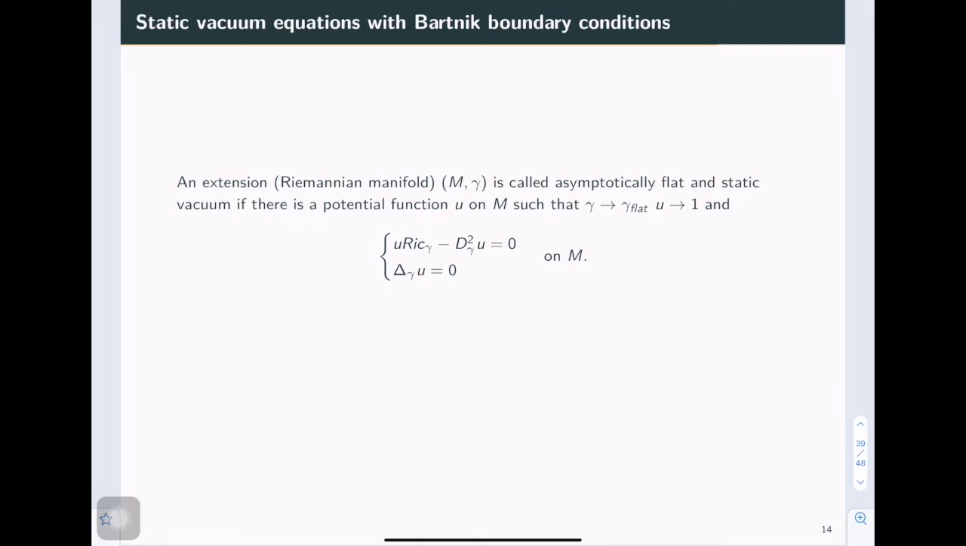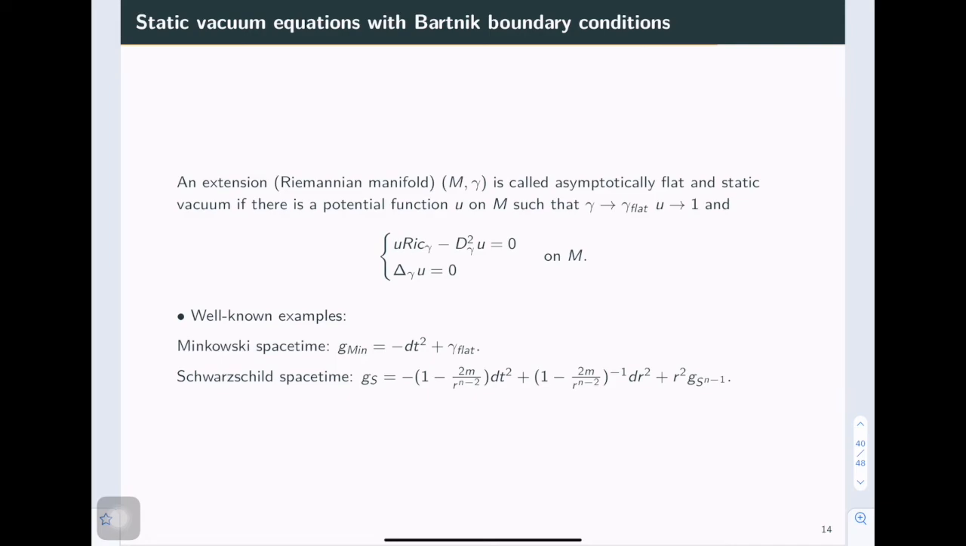If we have a pair gamma, U satisfying these static vacuum equations, then we can establish a spacetime metric g, which is equal to negative U squared dt squared plus gamma. This is a spacetime metric defined on the spacetime M product with the time interval 0 to infinity. Then this spacetime will be a static vacuum spacetime.